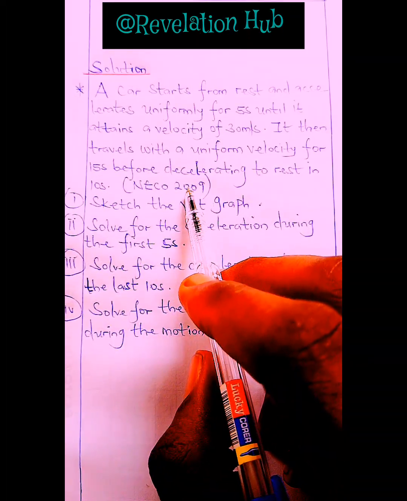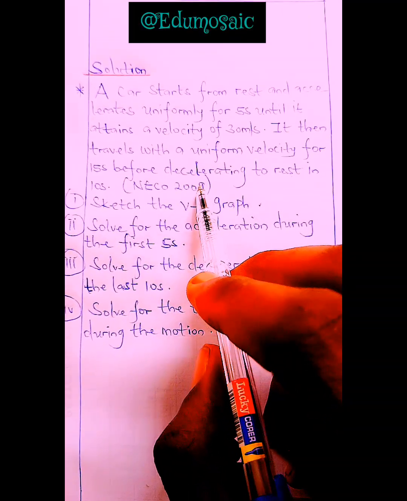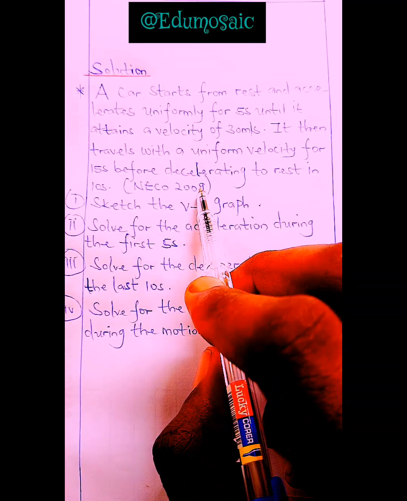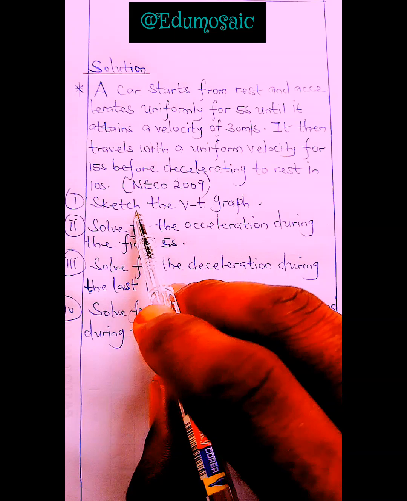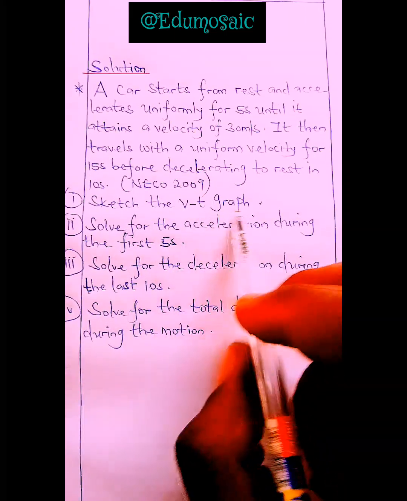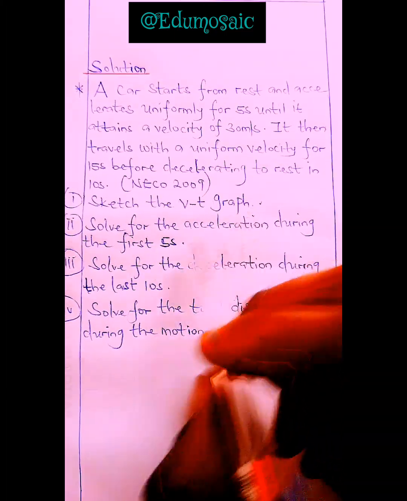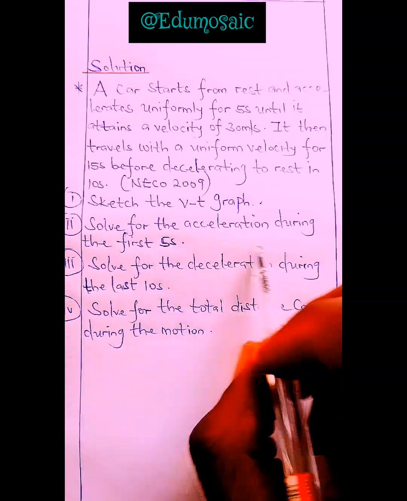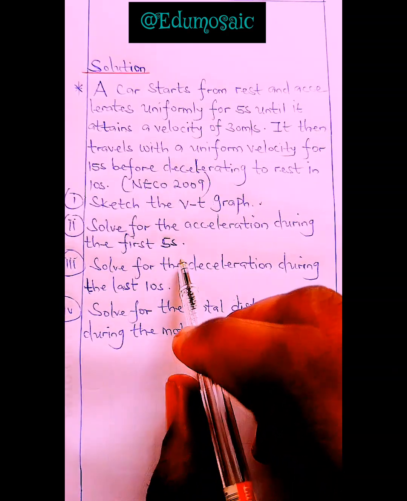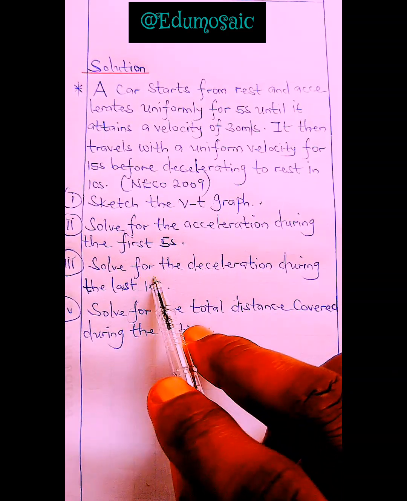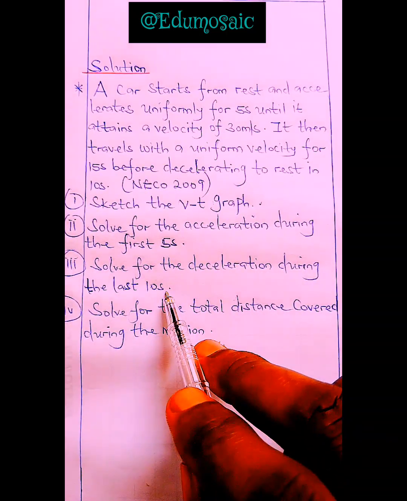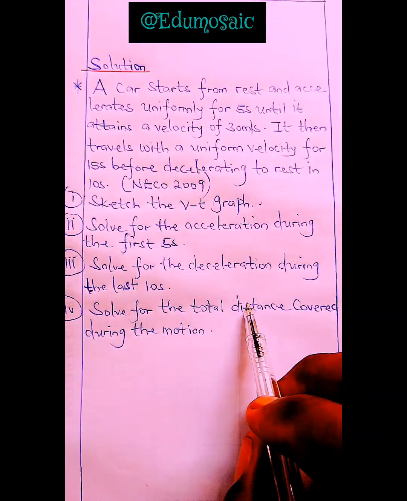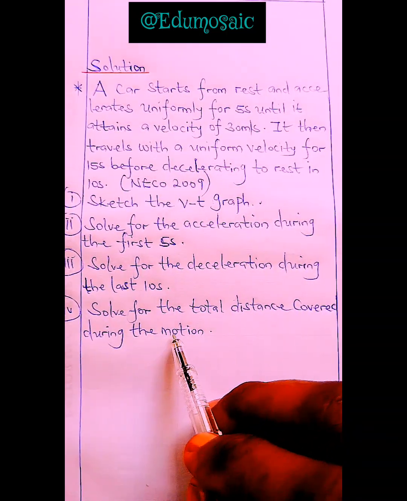Now, this question was given to some NECO students in 2009. So we're asked to solve for a couple of things. The very first thing, we are asked to sketch the velocity time graph. Very important. Next, we are asked to solve for the acceleration during the first 5 seconds. And also, we are asked to get the deceleration during the last 10 seconds. And lastly, we are asked to solve for the total distance covered during the motion.